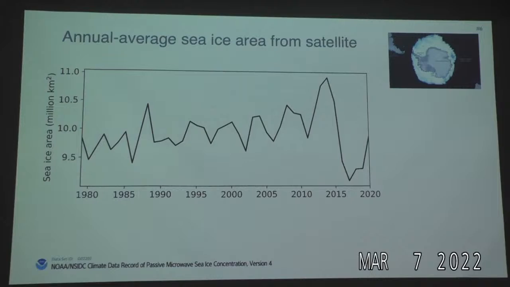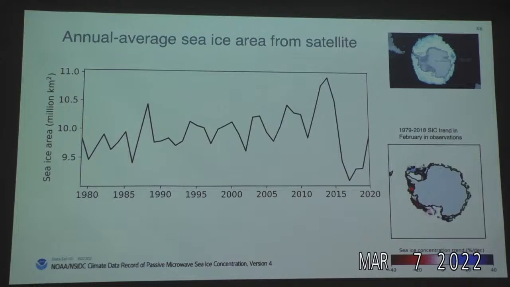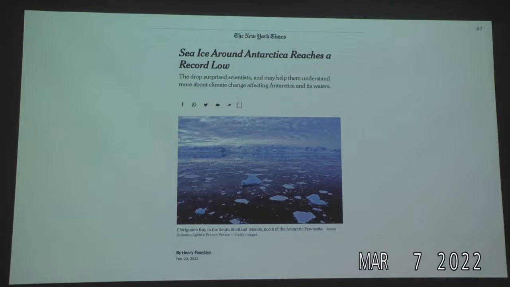And it's also worth noting that this trend is the overall result of different things happening in different areas. And if we look at the sea ice concentration trend in February, for example, in observations, you can see that we've had this dichotomy of increases in the Weddell and decreases in the Amundsen and Bellingshausen seas. Oh, and I don't have this on my figure, but just now, in February 2022, we had a new record low in Antarctic sea ice, which I think we're still working on understanding.